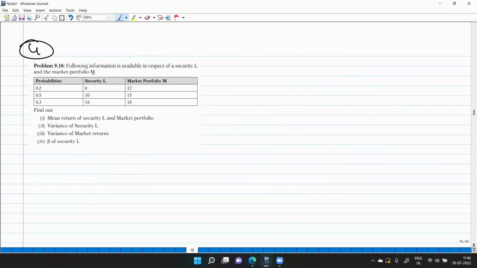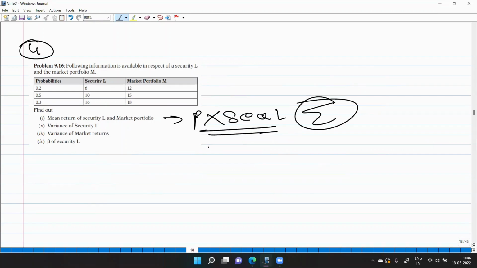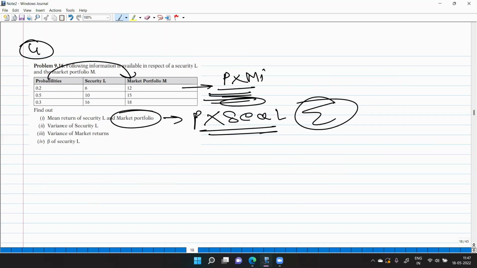Next, following information is available in respect of security L and M. Mean return, again very easy. Mean return कैसे निकालोगे? P into mean return security L का return. Then you will take out the sigma, that will come out to be your total expected return. Market portfolio का कैसे निकालोगे? P into this, right? P into MI निकाला, total करा, आ गया. Variance, nothing but this. How do you calculate?